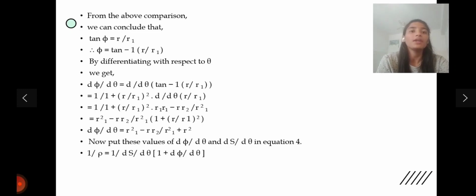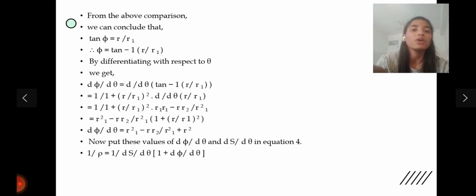By differentiating with respect to theta, we get d phi by d theta is equal to d by d theta of tan inverse of r by r1, which is 1 by 1 plus (r by r1) square into d by d theta of r by r1. This gives (r1 square minus r r2) divided by r1 square, over 1 plus (r by r1) square. So d phi by d theta is equal to (r1 square minus r r2) divided by (r1 square plus r square).